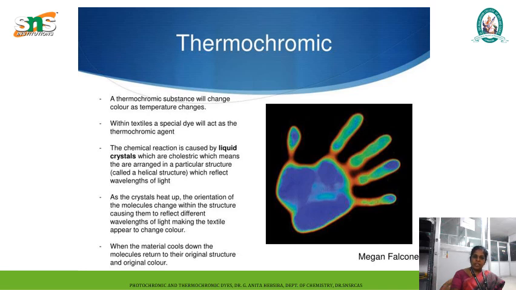When the crystal gets heated up, the orientation of the molecules within the structure causes them to reflect different wavelengths of light, making the textile material appear in a different color. When the material gets cooled down, the molecules return to their original structure and original color. So there is a change in the crystal structure when they are exposed to high temperature and lower temperature. This change in structure is reflected in the form of color.